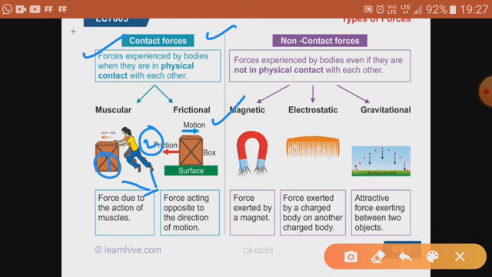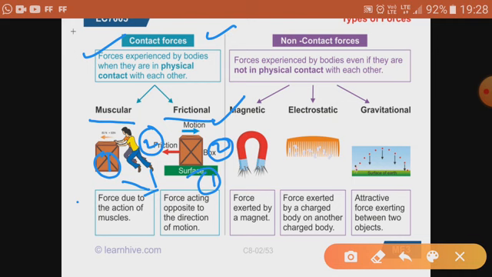And second is frictional force. In case of frictional force, you can clearly see that the first body is the surface and the second is this box, and they are also in contact. So we can say contact forces are experienced by the bodies when they are in physical contact with each other. Now we have to study muscular force in detail and frictional force in detail in today's module.